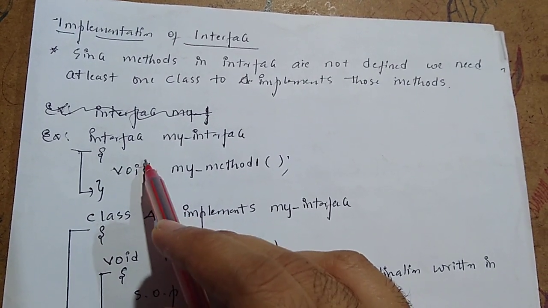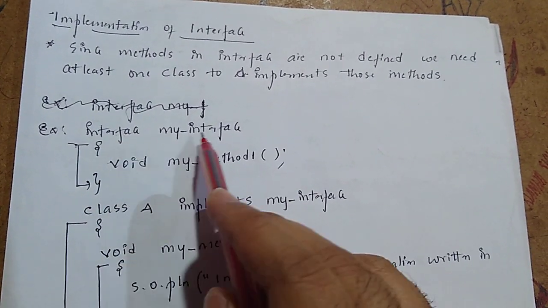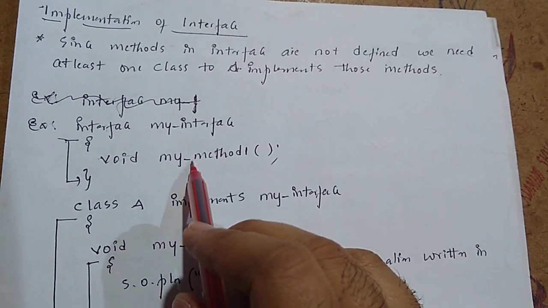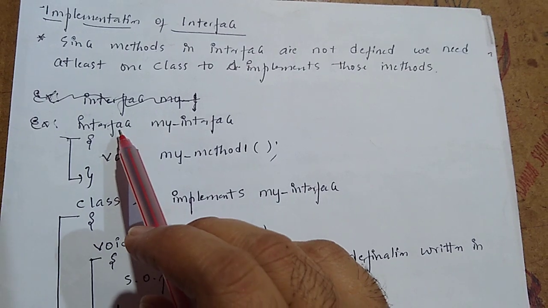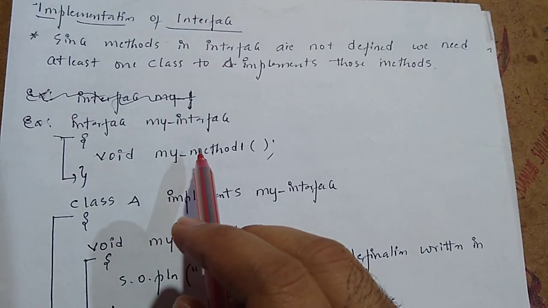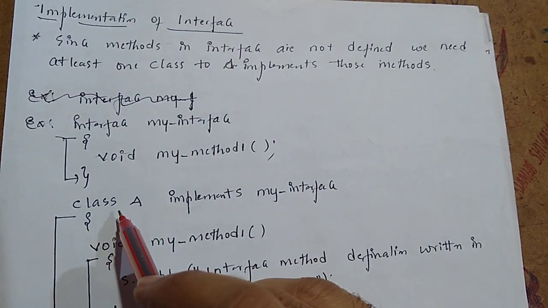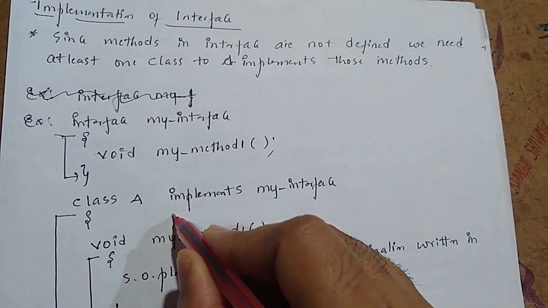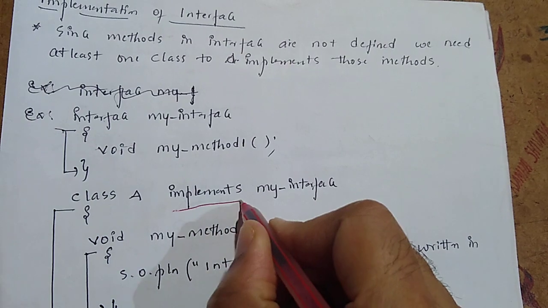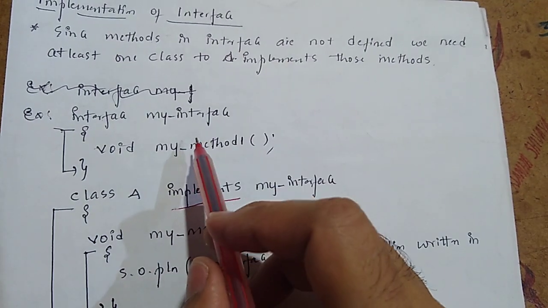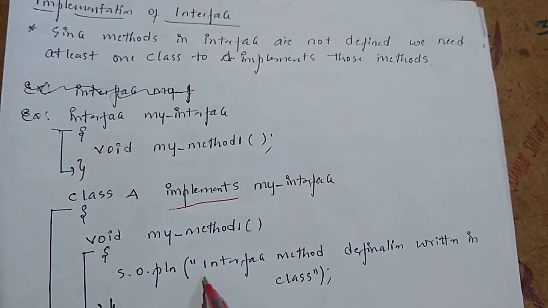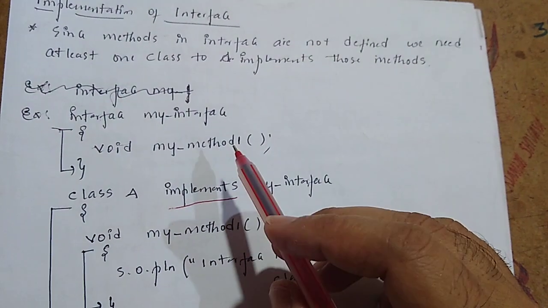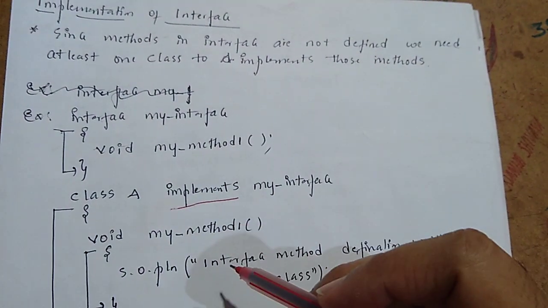For how to implement, I consider one simple example. There is an interface with the name my interface, within which there is one method. Only a declaration; you are not supposed to write any definition within an interface. If you want to write a definition, we need to take the help of a class. So I have taken one class A. Here I am writing implements. Why the implements keyword? Because this definition will be implemented within this class. The definition for my method 1 will be written within this particular class.